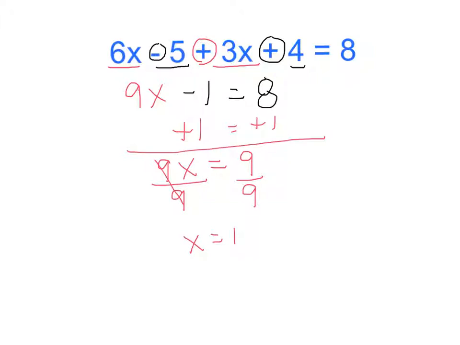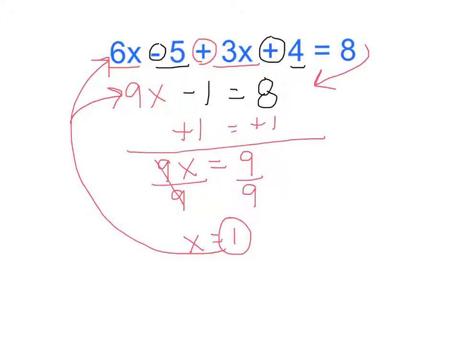And I can go back into either one. I could go all the way up to the very top, and I could check and make sure that it would work, and it would. Or I could go into the second equation and check and make sure it works there. The only problem with that is if I made a mistake as I simplified things from the first to the second, that could cause a problem when I'm checking.